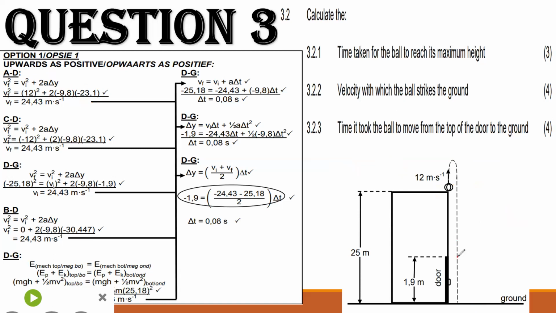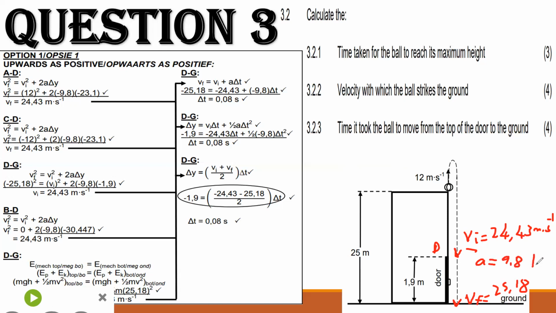Now you know this initial velocity. All right, at point D, V initial is equal to what? 24.43 meters per second. It is going down. And then V final, what about V final? We calculated already, right? Other question, we calculated already. V final is equal to 25.18, also going down. So we know V initial, we know V final, we know acceleration is always 9.8 and it is going down.